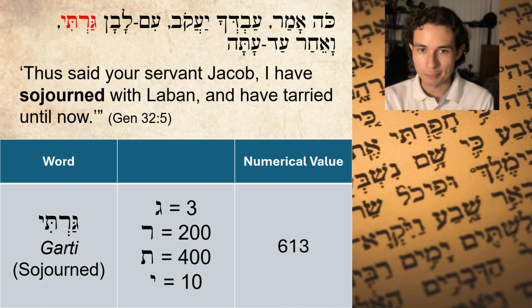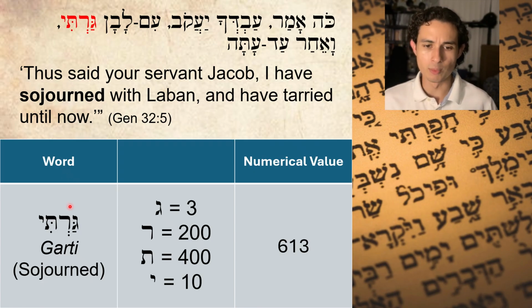A popular example is the story of Jacob staying with his uncle Laban. And we know that, as the narrative goes, Laban wasn't the greatest uncle, wasn't the best of people, but Jacob did his time doing what he needed to do. So the Torah says, Ko amar avdecha Yaakov im Lavan garti ve'echar ad ata. Thus said your servant Jacob, I have sojourned with Laban, and have tarried until now.